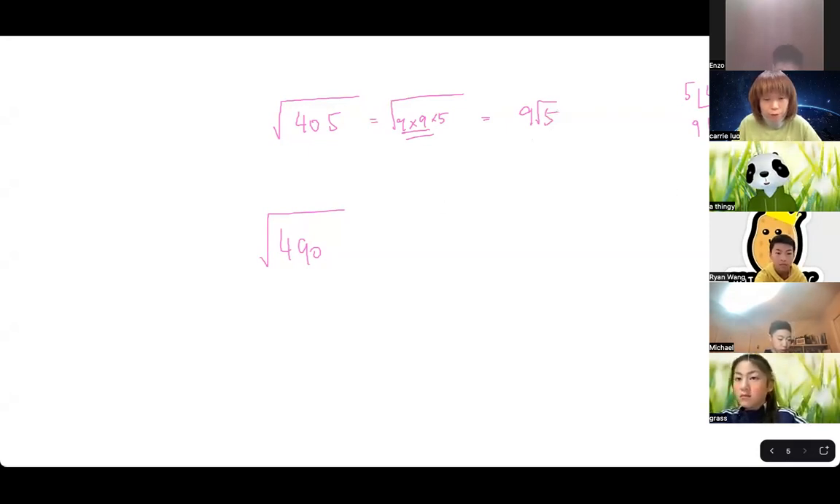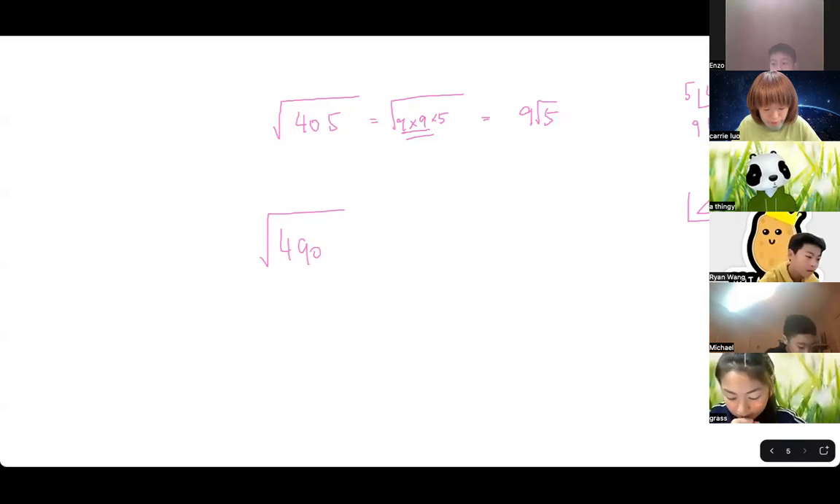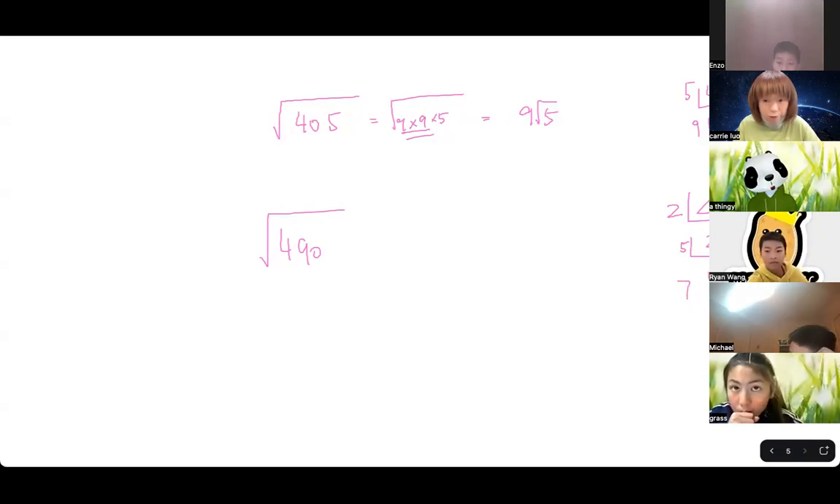Very good. Okay, so 490. I want to ask Orion, which number are you going to use first? Two. Equals 490 divided by 2, so it's 245. Very good. Then 245 divided by five equals what? 49. And then 49 divided by seven equals seven. Very good. So you then have square root 2 times 5 times 7 times 7.